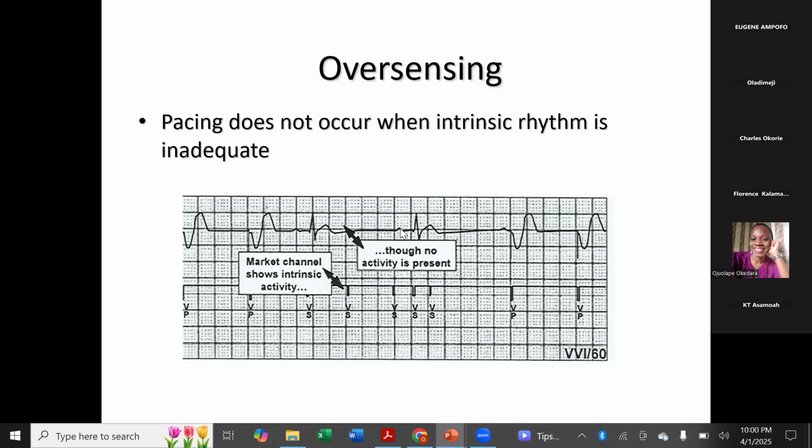P wave, it might not pick it because that one's less than 1.5 millivolts. But if your sensing is 1 millivolt, that means it's going to pick a P wave of 1 millivolt. It will be thinking it's a QRS complex. So you increase the voltage of sensitivity, which decreases oversensing. When we increase the voltage of sensitivity, it will only sense your QRS and it would be blinded to P wave and T wave.